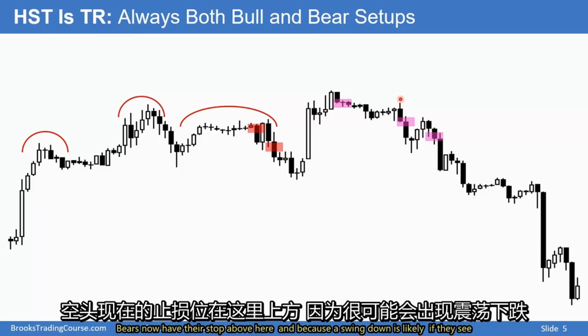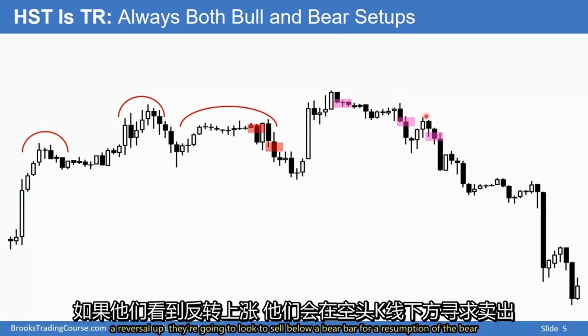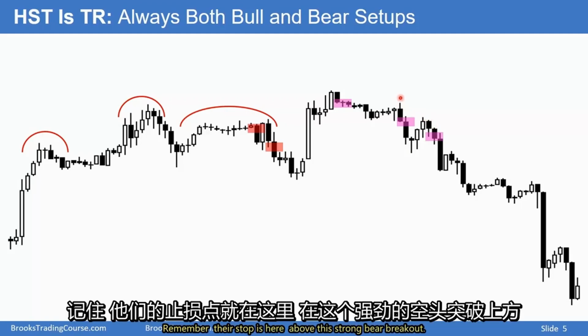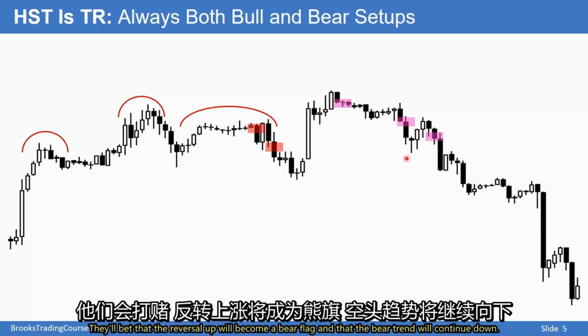Bears now have their stop above here, and because a swing down is likely, if they see a reversal up, they're going to look to sell below a bear bar for a resumption of the bear trend, a lower high. Remember, their stop is here, above this strong bear breakout. They'll bet that the reversal up will become a bear flag and that the bear trend will continue down.